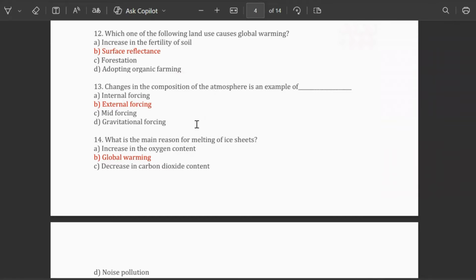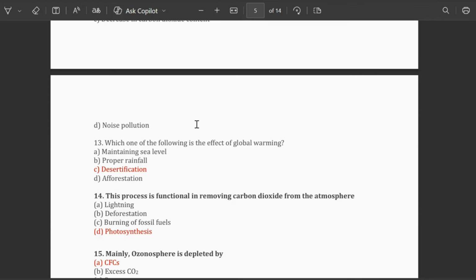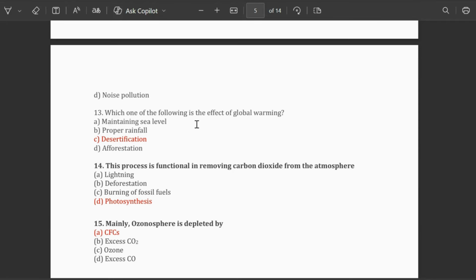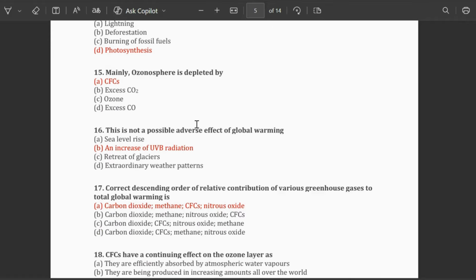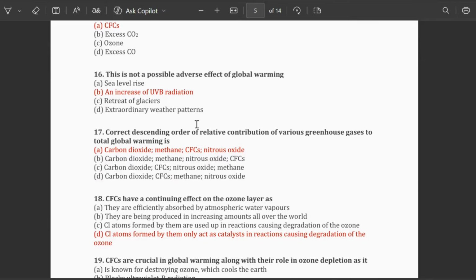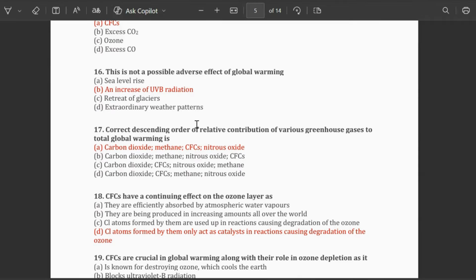What is the main reason for melting of ice sheets? Global warming. Which of the following is the effect of global warming? Desertification. Which process is functional in removing carbon dioxide from the atmosphere? Photosynthesis. The ozone layer is mainly depleted by CFCs. Adverse effect of ozone depletion: an increase of UVB radiation.